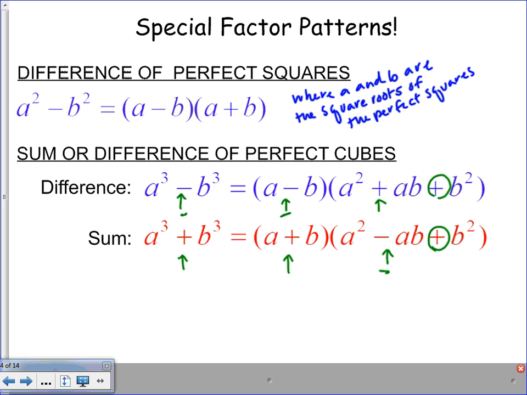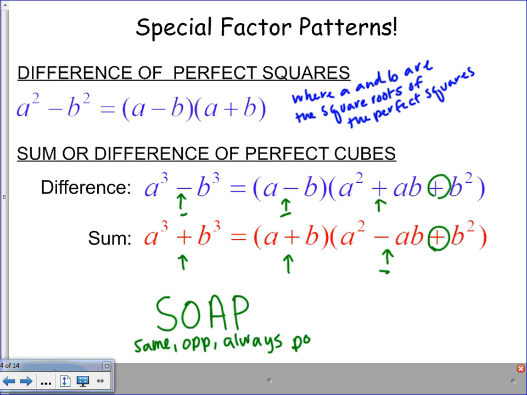Excellent. So you've uncovered my special way to remember the sum and difference of perfect cubes, which I call SOAP. SOAP stands for same, opposite, always positive. That's the rule for the signs. Same, opposite, always positive.